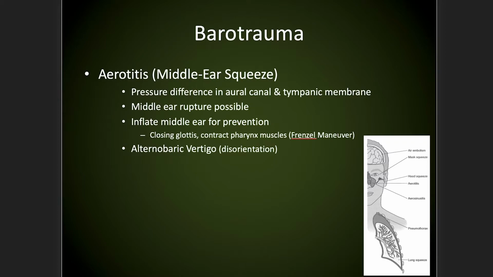You could also have what's known as aerotitis, or middle ear squeeze. So this is the pressure difference in the oral cavity and the tympanic membrane within the ear, which could cause the middle ear to rupture. So the recommendation here is to inflate the middle ear for prevention of this. So closing the glottis and contracting the pharynx muscles, sometimes known as the Frenzel maneuver, similar to what's known as the Valsalva maneuver, basically exerting yourself without breathing. So trying to breathe out without breathing increases the pressure, and it will help to inflate the middle ear. And this is sometimes referred to as alternobaric vertigo, or disorientation from this aerotitis.